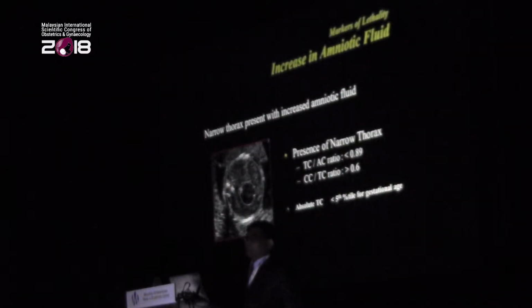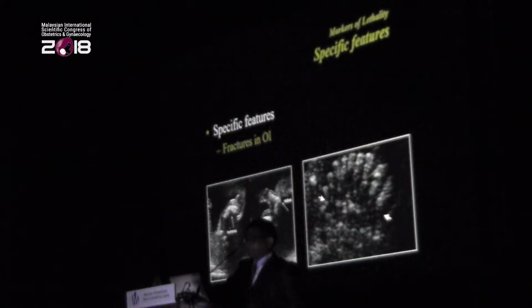Now, in addition to that, we can look at the narrowing of the thorax. Often the clue is that when you get a cross section of the chest, there seems to be cardiomegaly. And if you take the ratios, then it'll give you an impression with regards to whether there is a narrow chest. Using the absolute thoracic circumference, you'll find that when it's less than the 5th percentile for the gestation, it's a good indicator of a narrow thorax.